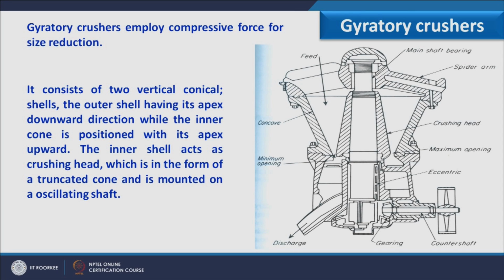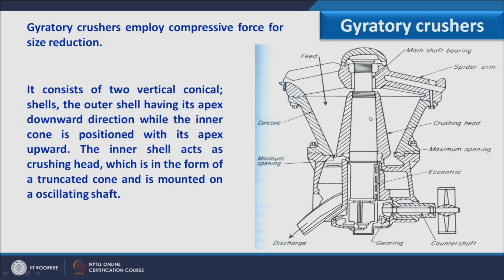So, a gyratory crusher consists of 2 vertical conical shells. The outer shell, like this section, is called the outer shell. It has its apex in the downward direction, like here we have this section, so the apex is downward. On the other hand, the inner cone, that is this cone, is positioned with its apex upward. The inner shell acts as the crushing head, which is in the form of a truncated cone and is mounted on the oscillating shaft. So, if we see the cone, the section in between is basically the oscillating shaft. Over this, the cone is placed.